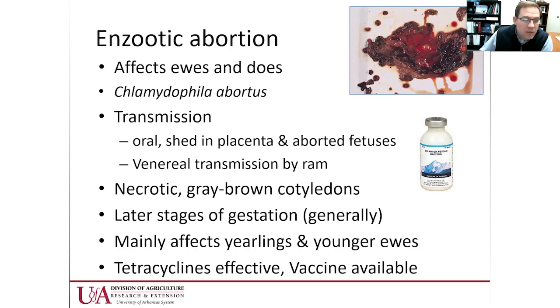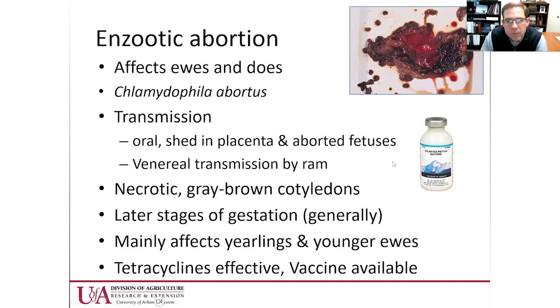This one is, if it's left untreated, some animals can become chronically infected, and then although they may not re-abort at subsequent pregnancies, they can act as a reservoir for other animals in the flock. So these animals need to be treated with a tetracycline antibiotic. And then there's also a vaccine available.